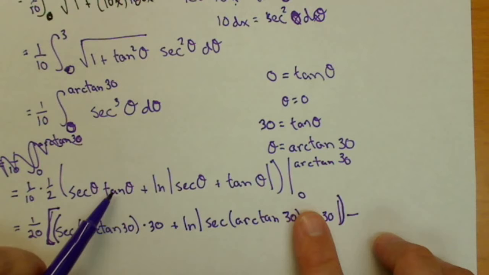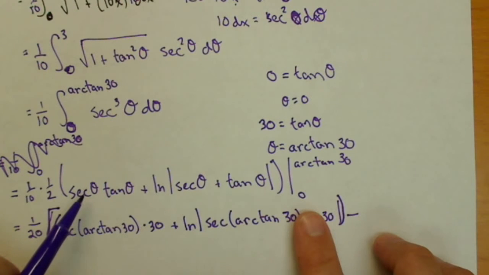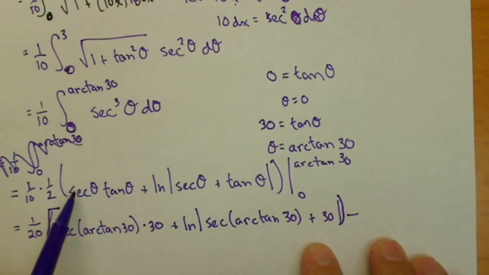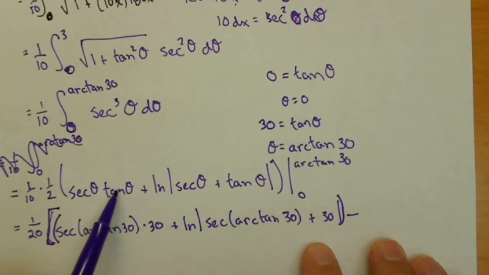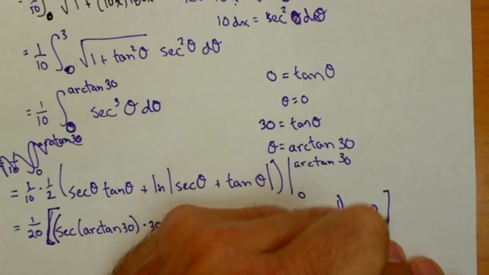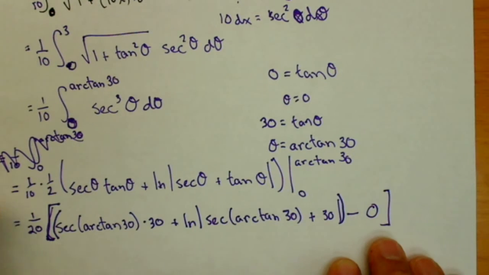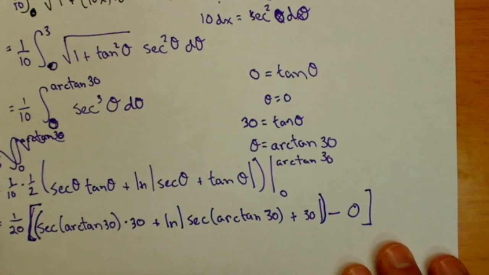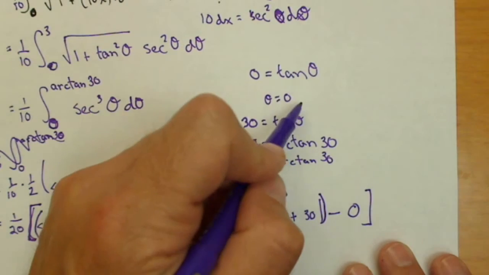Tangent of 0 is 0, so that works out nice. Secant of 0, well, secant is 1 over cosine. Cosine of 0 is 1. So what's going to happen here is this will be 1 times 0, which is 0. This is going to be 1 plus 0, which is 1. Natural log of that is 0. So all of that part goes away. So really, the only thing we need is what the secant of the arctangent of 30 is, and we'll have this thing looking nicer. Well, remember where the arctangent of 30 came from.